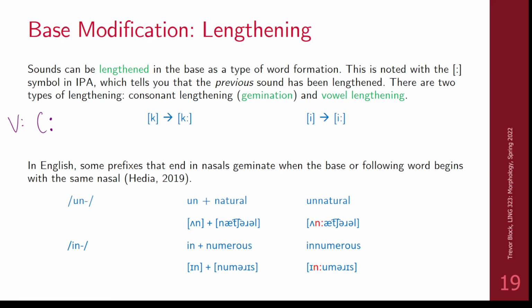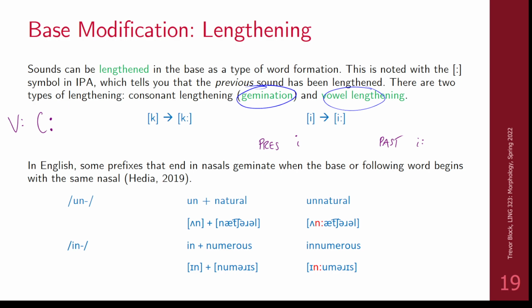So some languages will have, say, one form. Let's say, for example, they might have the present with just e, but then for the past, they might make it longer and go e. Same could be said for consonants. So when consonants lengthen, it's called gemination, and when vowels lengthen, it's just vowel lengthening.